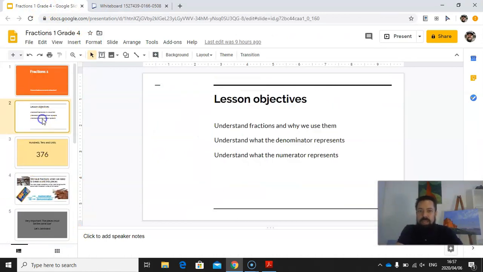Let's jump back and have a look at our lesson objectives to make sure that we're all on track and we're okay with them. So I hope that by now you understand what fractions are, when we have to break something that's only 1 into smaller pieces, and why we use them. I hope you know what the denominator is: that's how many pieces we break the 1 into, and the numerator, how many of those pieces we still have.